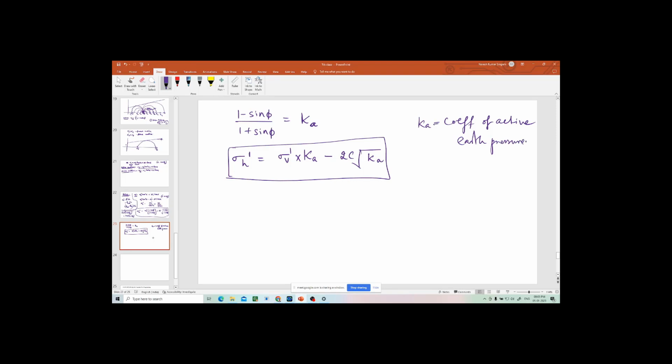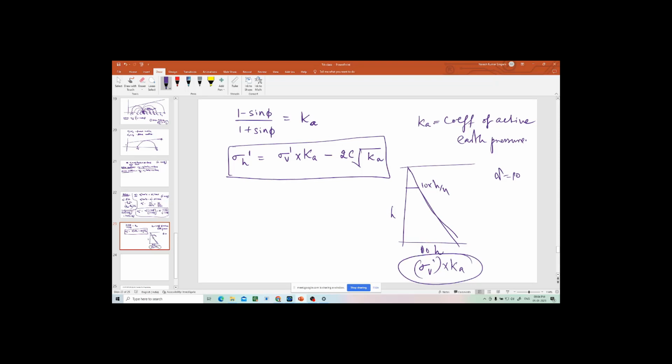If you know Ka, first of all you can find out Ka. If you know Ka, you can find out how sigma v is changing. If gamma is 10, it will change like this, no? 10 into h, if this is h. Suppose this is h by 4, 10 into h by 4. So it varies linearly. This is sigma v dash. What about sigma h? You just have to multiply Ka. That's it. You just have to multiply Ka to the sigma v at any depth. So you will get this part.